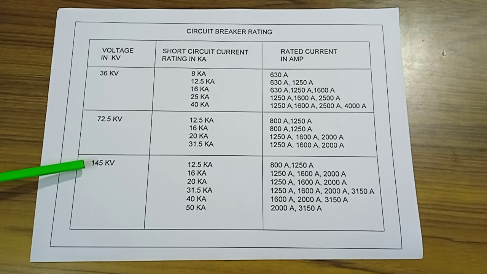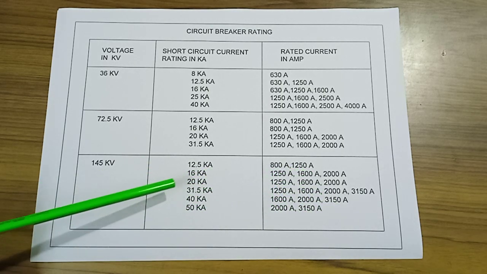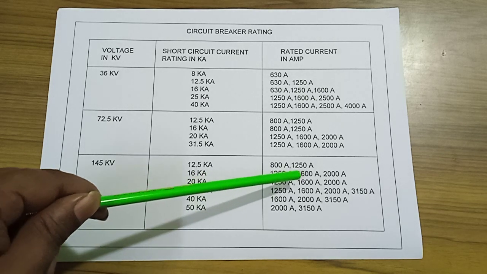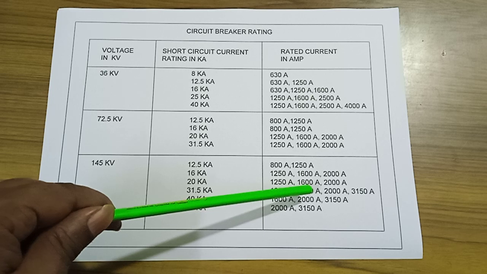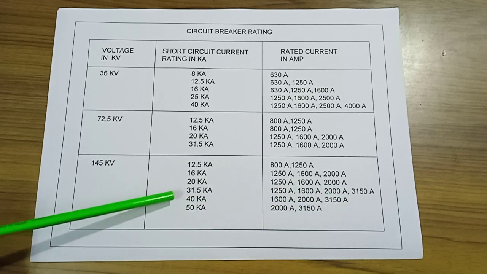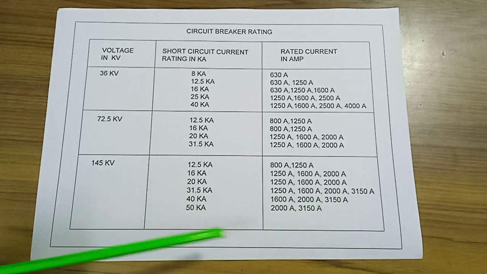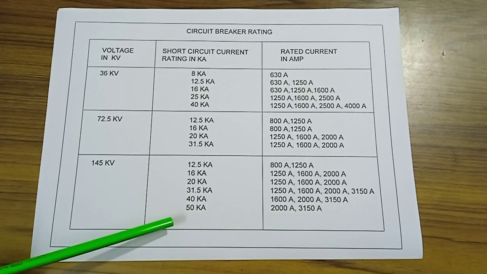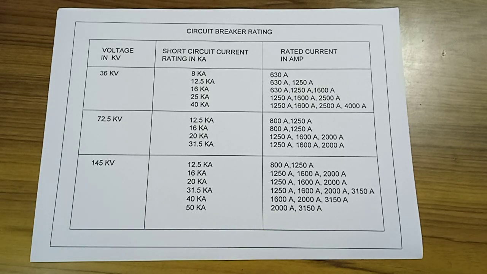For 145 kV: 12.5K, 800 ampere, 1250 ampere; 16 kA, 1250 ampere, 1600 ampere, 2000 ampere; 20 kA, 1250 ampere, 1600 ampere, 2000 ampere; 31.5 kA, 1250 ampere, 1600 ampere, 2000 ampere, 3150 ampere; 40 kA, 1600 ampere, 2000 ampere, 3150 ampere; 50 kA, 2000 ampere, 3150 ampere. Okay, next.